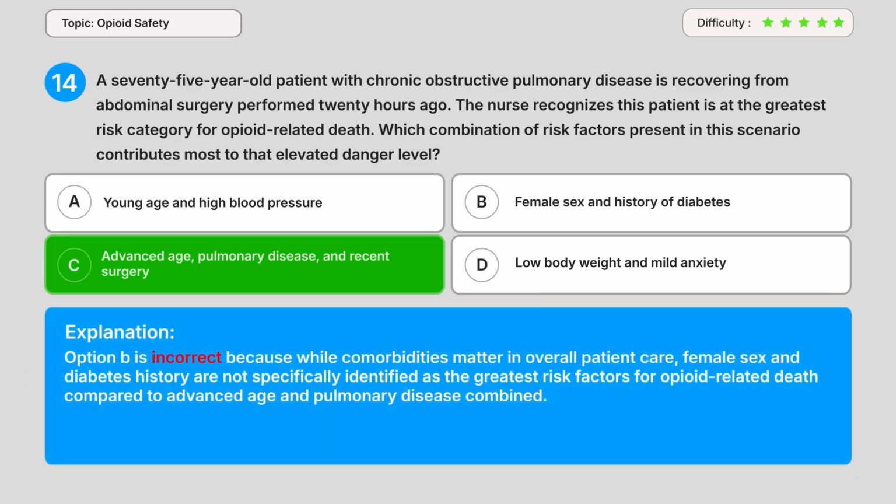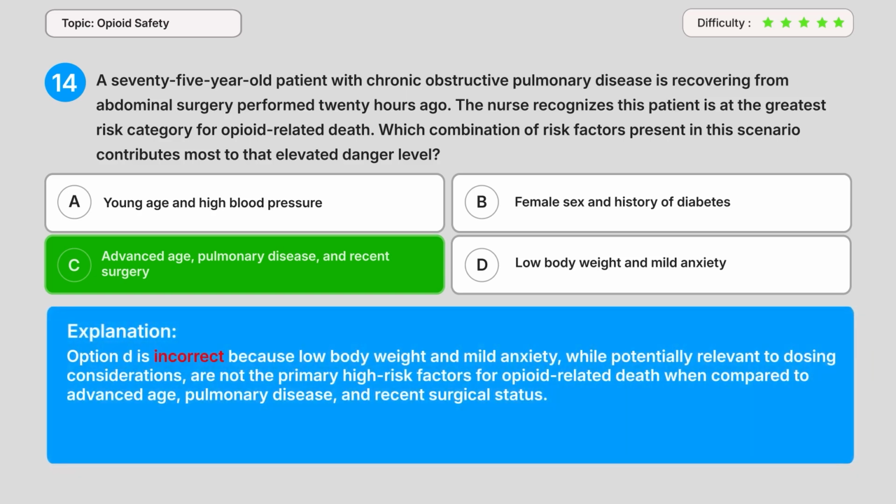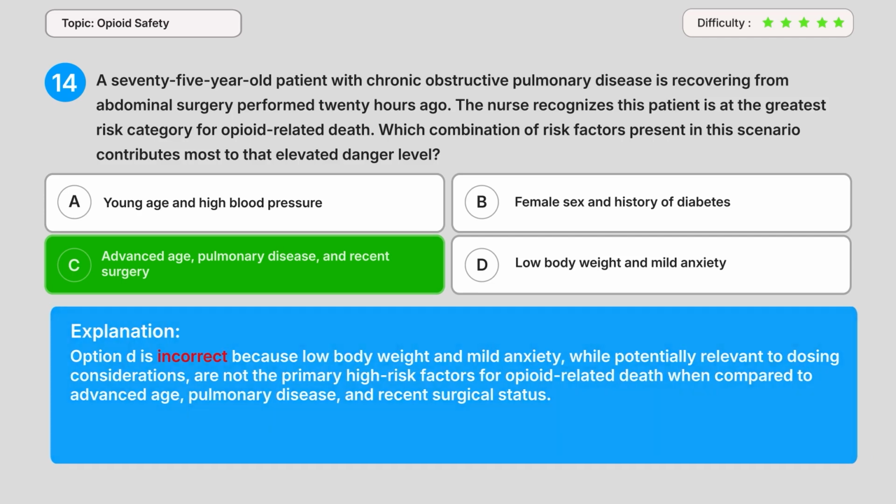Option B is incorrect because while comorbidities matter in overall patient care, female sex and diabetes history are not specifically identified as the greatest risk factors for opioid-related death compared to advanced age and pulmonary disease combined. Option D is incorrect because low body weight and mild anxiety, while potentially relevant to dosing considerations, are not the primary high-risk factors for opioid-related death when compared to advanced age, pulmonary disease, and recent surgical status.